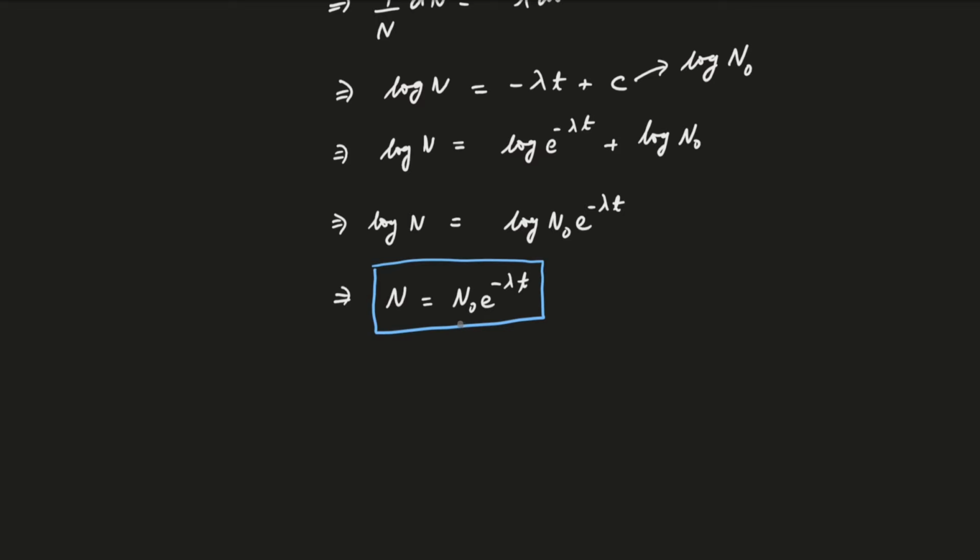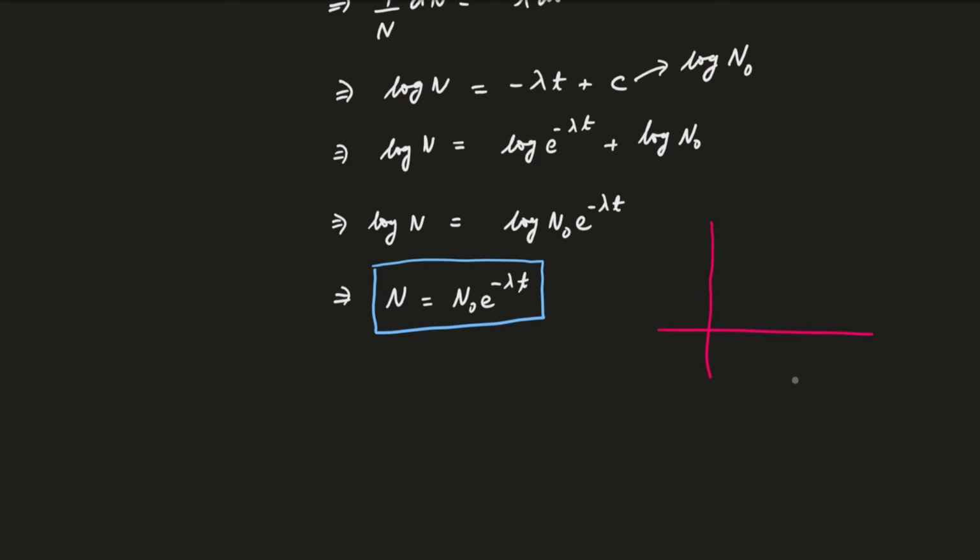This n naught is the arbitrary constant that we are supposed to get for a first order differential equation. And this is actually the initial number of particles that we started with. You see, when you put t equals to 0, you get this term equals to 1 and n is equal to n naught, the initial number of particles.